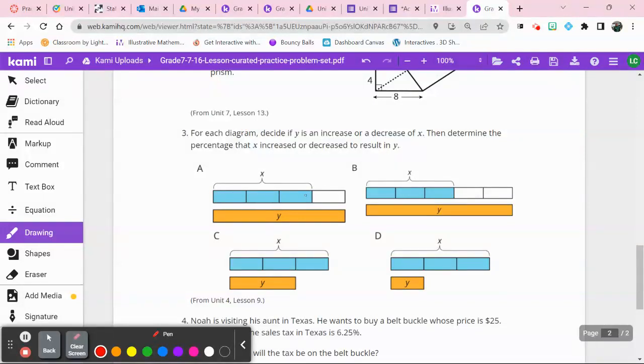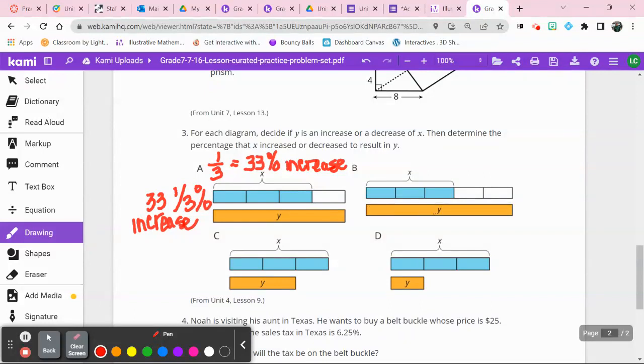All right, here's X. It's divided into threes, so they're using thirds. Y is longer. That means it increased. I can see it increased by 1/3. 1/3 is a 33% increase. Now, technically, it is a 33 1/3% increase. So on LEAP, you would probably have to be very technical. I will accept either answer, 33% increase or 33 1/3% increase. You must type it in that way. The increase must be after the percent.